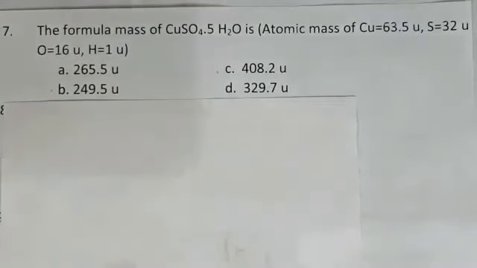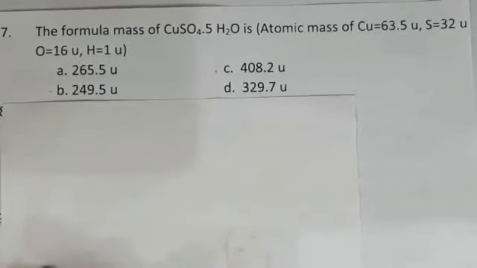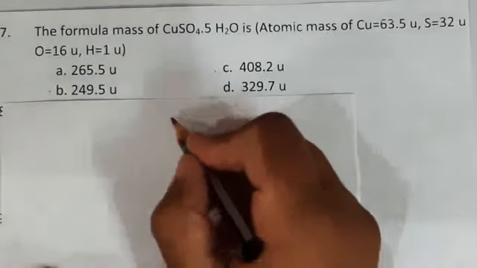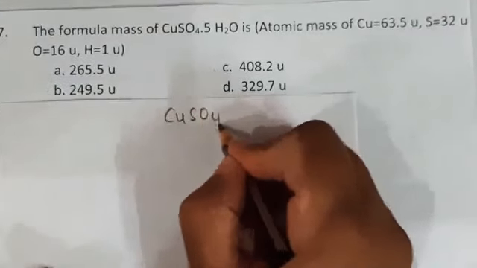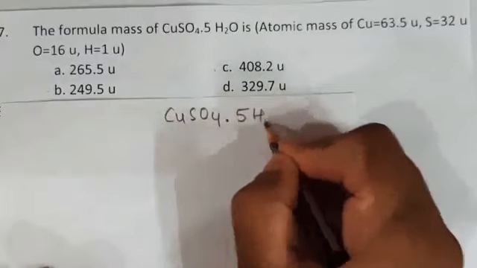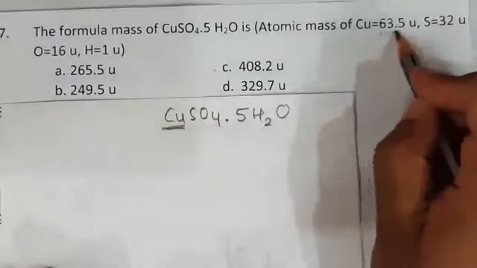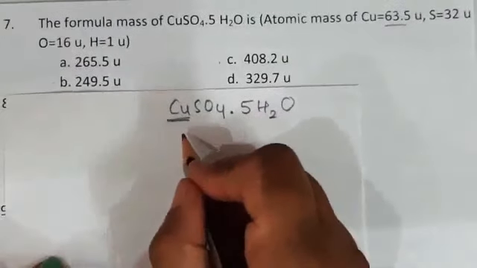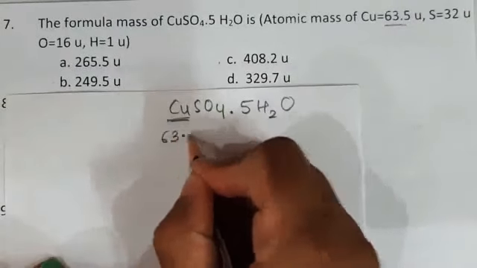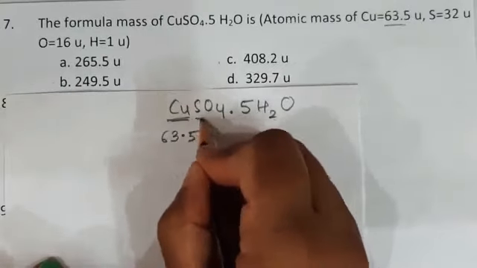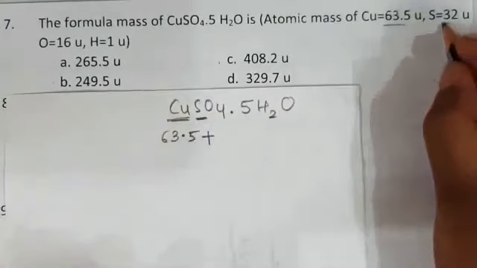Question number 7. The formula mass of CuSO4.5H2O is. You have to calculate the formula unit mass. The atomic mass is given in the question. You just need to calculate. CuSO4.5H2O. What is the atomic mass of Cu? It is 63.5. So 63.5 plus atomic mass of S, sulfur, 32.